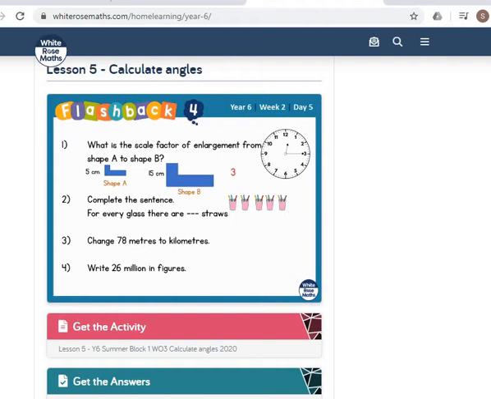Number 2. Complete the sentence. For every glass there are blank straws. Well, I can see for every one glass there are 3 straws. Number 3. Change 78 meters to kilometers. I know there are 1,000 meters in 1 kilometer, so I would divide 78 by 1,000, 0.078. Write 26 million in figures. You should have written it as 26 and then 6 zeros. And the time on the clock is 12:15.